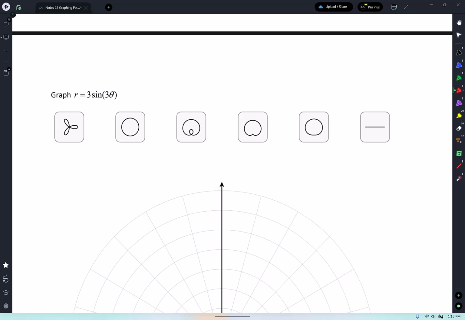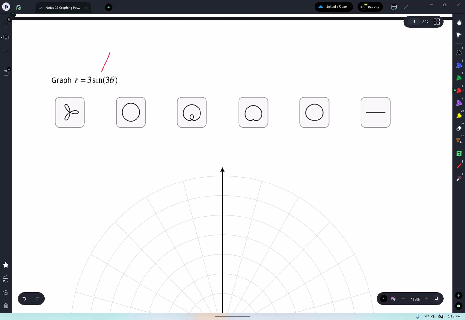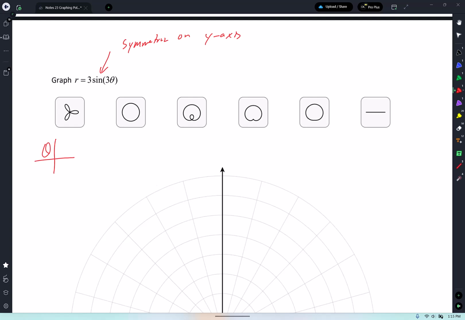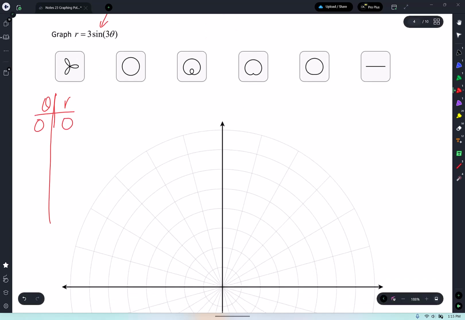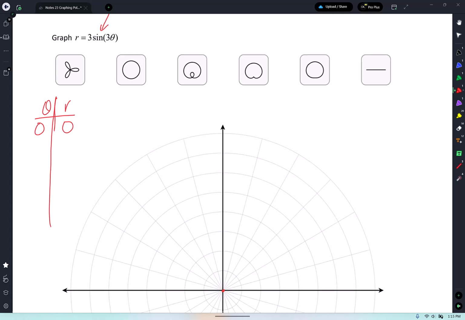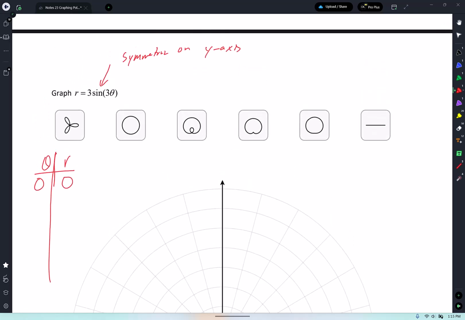Ooh, look at this one. I love it. No, don't worry, we'll be fine. It's symmetric on the y-axis because it's a sine. I'm going to write theta, and I'm going to write r. I'm going to start at 0. So at 0, r is 0. So I'm going to put a point. Okay, let's see if I can figure out how to explain this clearly. This is a max.